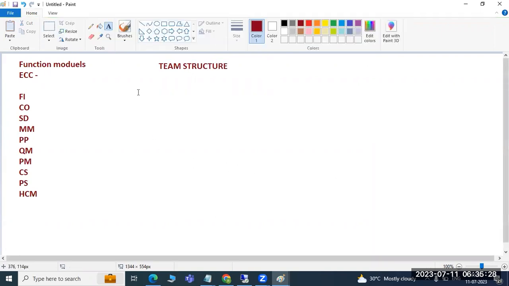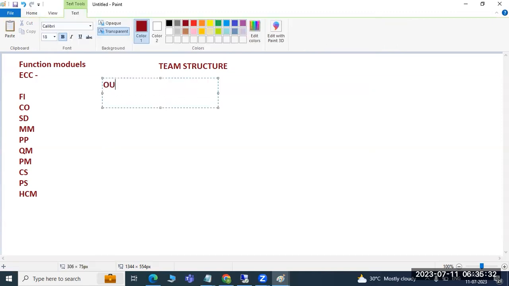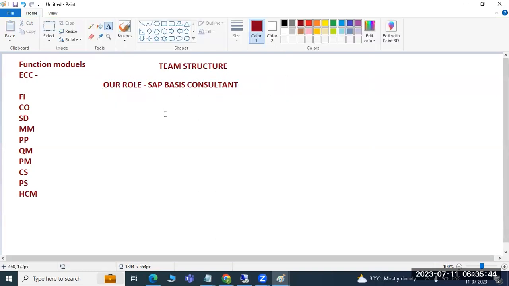our role is the basis role here. Our role is SAP basis consultant, which means we are the administrators. We are the administrators for all SAP servers. That's why I mentioned it at the top.